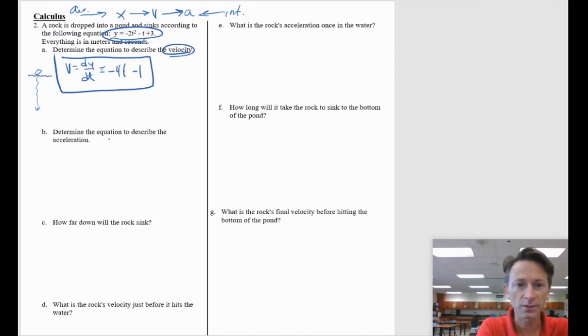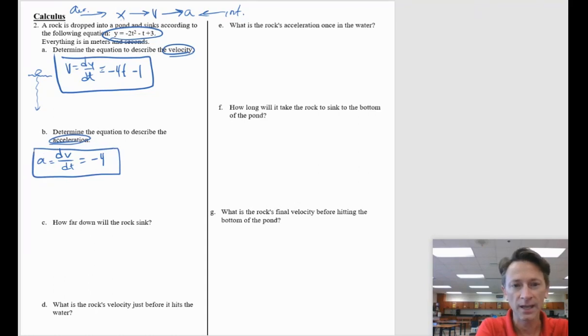Next one, determine the equation to describe the acceleration. Again, remember to go from velocity to acceleration, we're going to take the derivative. And so I'm going to say the derivative of the velocity with respect to time is equal to my acceleration. And if I take the derivative of this with respect to time, I'm going to multiply by 1, so negative 4, drop the power of the t to 0, and then the derivative of the constant is 0. And so I'm going to end up with this.